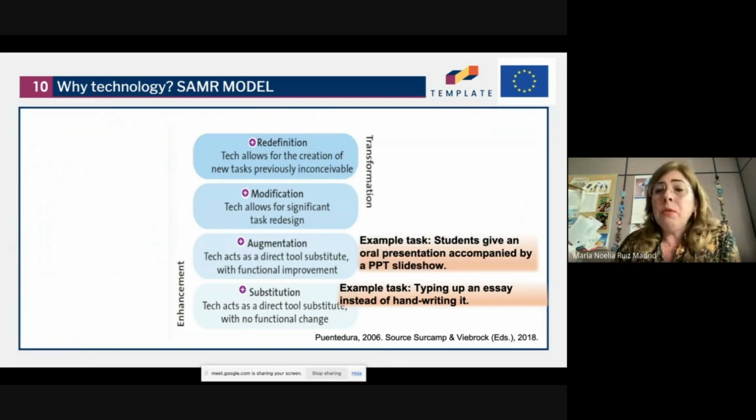Another example for augmentation could be students giving an oral presentation accompanied by a PowerPoint slideshow. It means something else than presenting without any visual support, because the PowerPoint forces the student to think about the content and summarize. So there are more cognitive strategies working in that moment than just orally presenting.